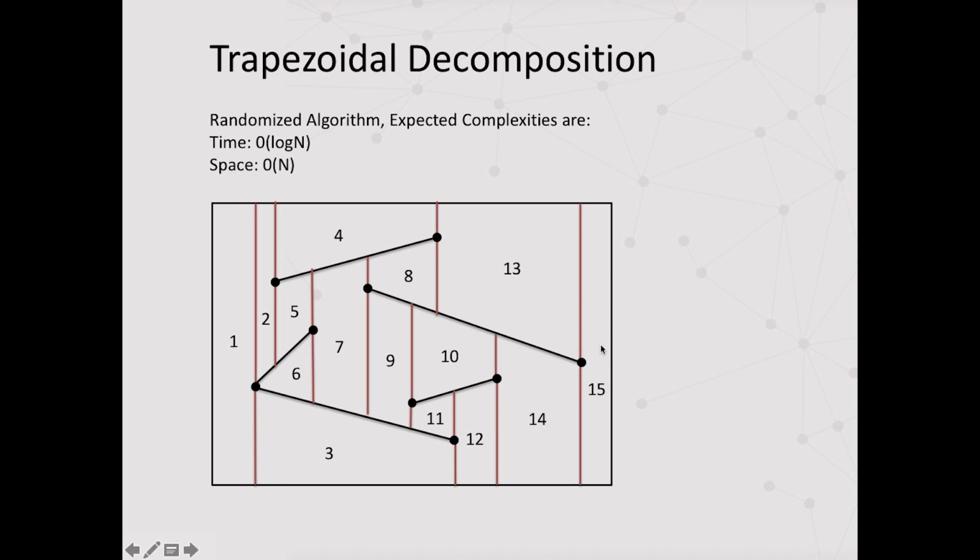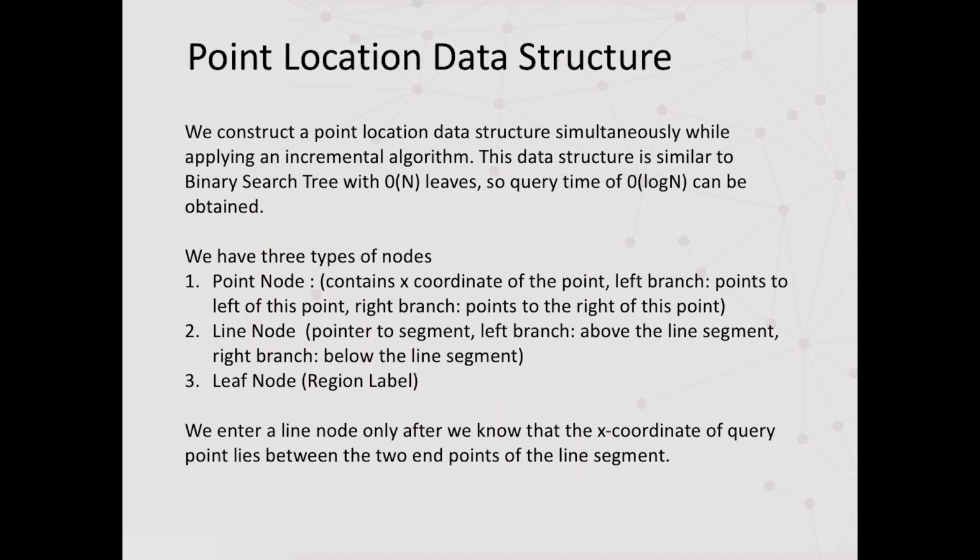But in these 15 trapeziums, given a point, we need to find out whether it is in the 10th trapezium or the 13th trapezium. How can we find this? Because now we can't apply binary search, but we should apply something very similar to binary search. For this, we maintain a data structure called the point location data structure to answer specifically the point location queries.